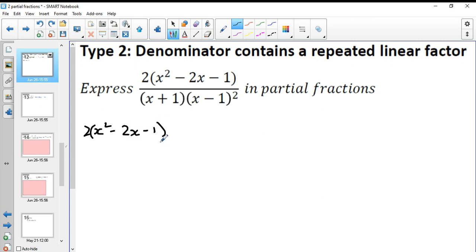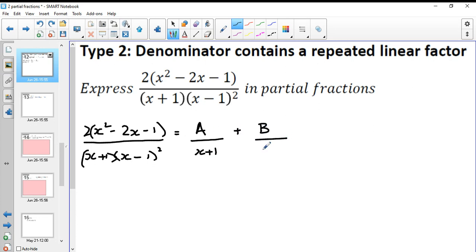Start off as we did before by writing down our fraction. Okay, and this is where the slight difference comes in. We've got an A over x plus 1, that's just a normal one. But then for the repeated one, we're going to have a B over x minus 1 plus a C over x minus 1 squared. And you're probably wondering why.